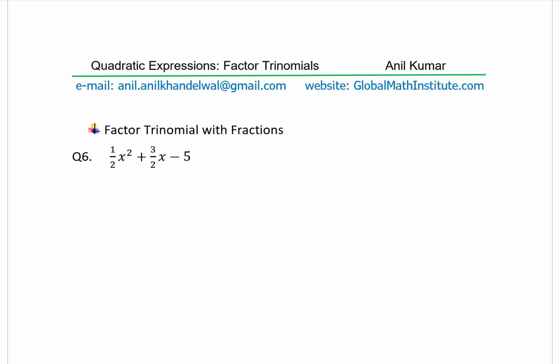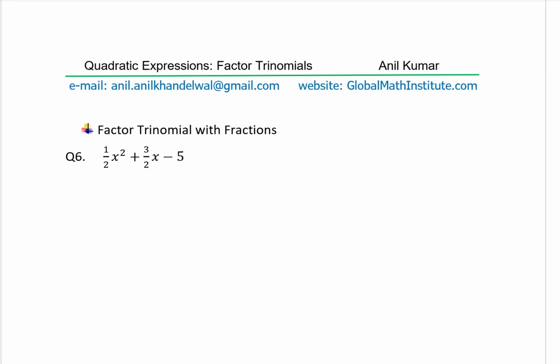So let me rewrite the question here, question number 6, which is half of x squared plus 3 by 2 of x minus 5. Can you group factor something? Yes, half is common. So let's take half common. You are left with x squared plus 3x minus 10. You have to multiply 5 with 2, minus 10.